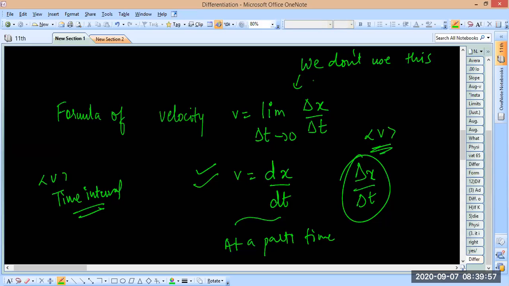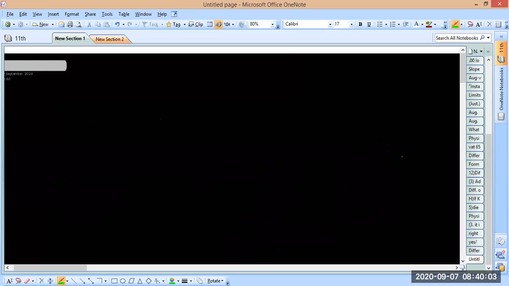All right, so that is velocity, which we have learned today. Now, let's solve an example. There's an example from the textbook. Hooray, we are solving questions. Open your textbook, and let me tell you which example we are going to solve now.